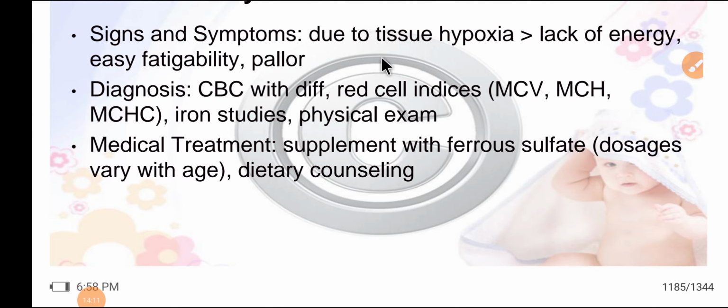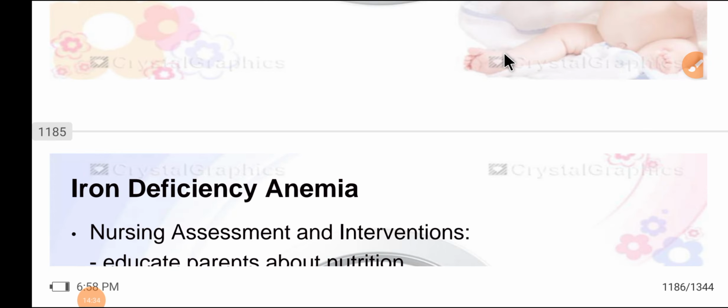Diagnosis: CBC with differential, red cell indices, MCV, MCH, MCHC. Iron studies, physical exam. Medical treatment: supplement with ferrous sulfate, dosage varies with age, dietary counseling.